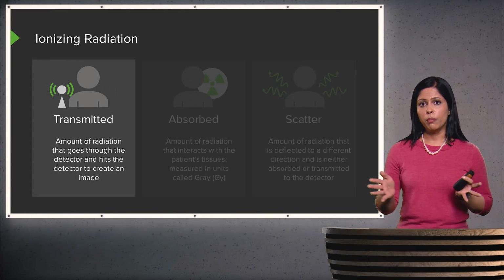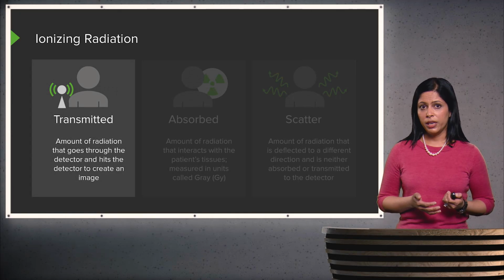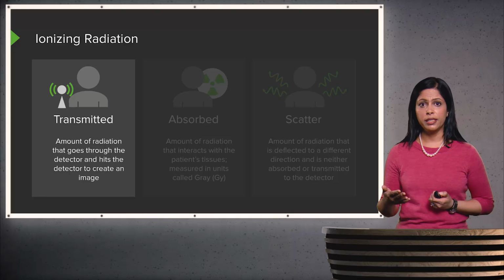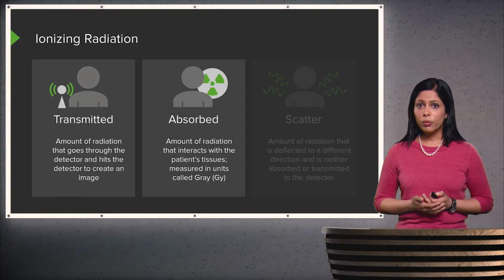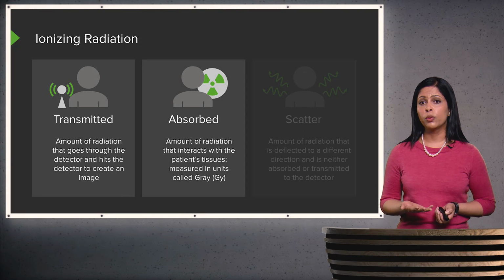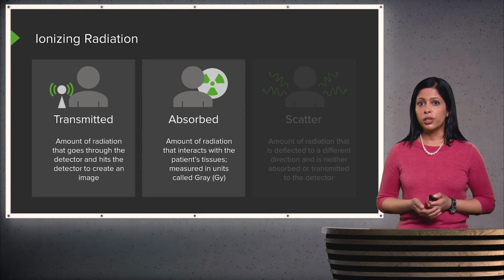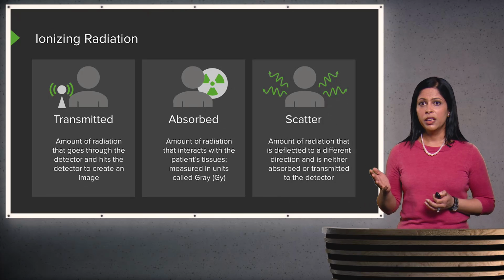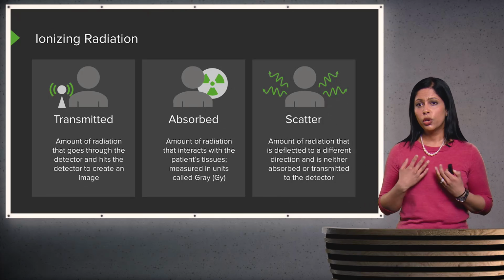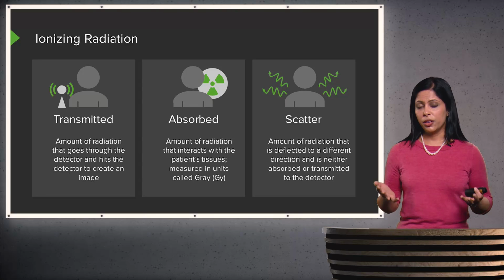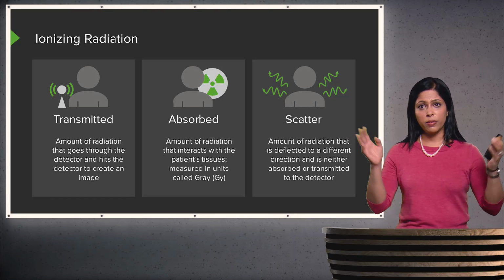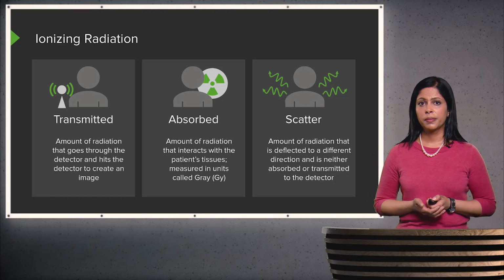Radiation can go in multiple different directions. There can be transmitted radiation, which is the amount of radiation that actually goes through the patient and hits the detector to create an image. There is absorbed radiation, which is the amount of radiation that interacts with the patient's tissues, and that is measured in units which are called gray units. And there's scatter radiation, which is the amount of radiation that's deflected to a different direction, and it's neither absorbed nor is it transmitted. So if you're a bystander in a room that a patient is having a CT scan, you are susceptible to this scatter radiation, which is bouncing off of the patient.